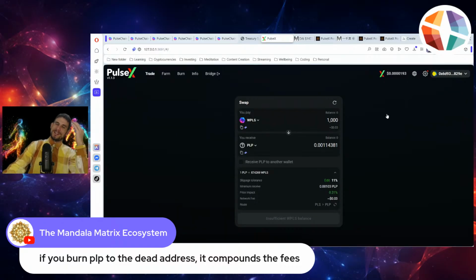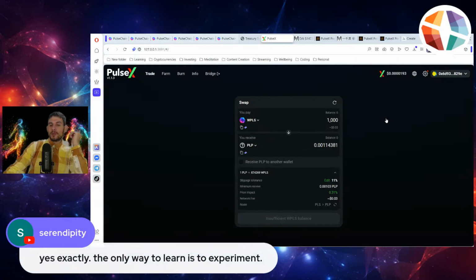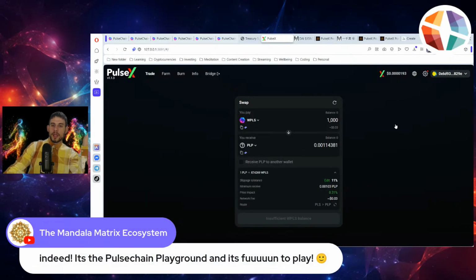Honestly though, I actually think Muddy's got it all worked out. I think Muddy's really figured it out. Oh man. The only way to learn is to experiment. Exactly. Serendipity. So that's mindfulness. What's going on, mindfulness? Isn't the PLP token irrelevant? You are essentially swapping EHEX and Chinese teddy bear for a new token, Atropa DAI, then do what you want with the Atropa. Exactly. It's the PulseChain playground. Let's play and have fun.